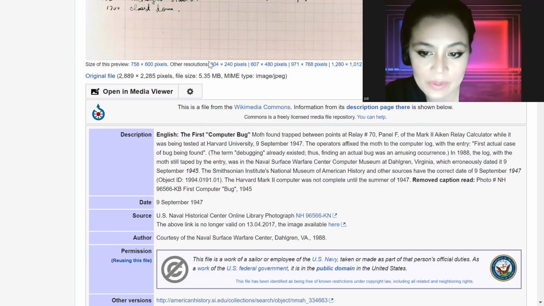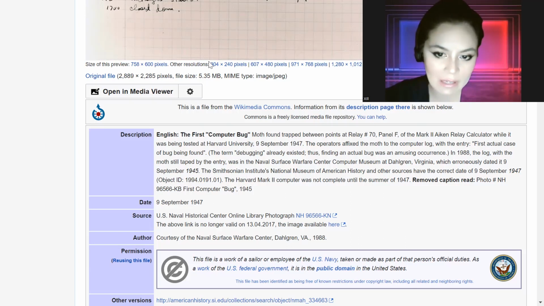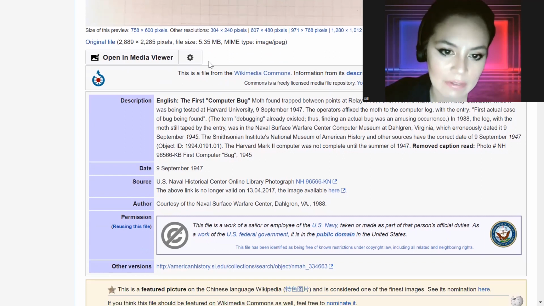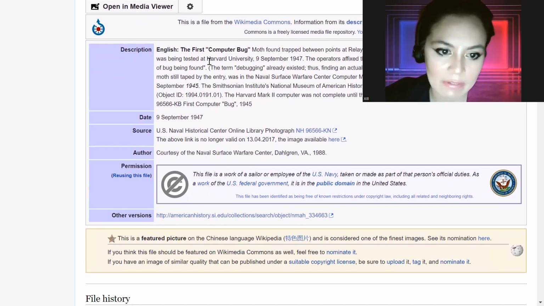Harvard Mark II computer was not complete until summer of 1947. So, yeah, the event cannot have happened in 1945.